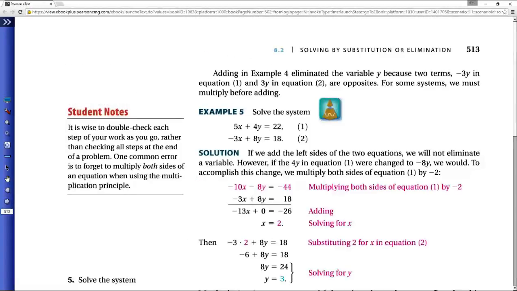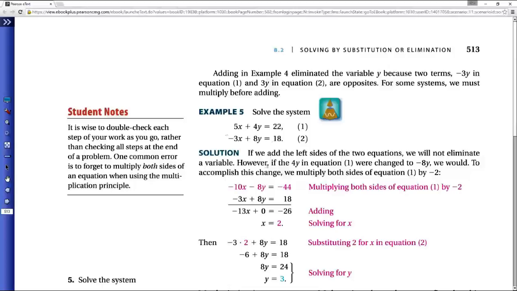Now, so that's nice if the equations line up that way. Well, couldn't we use the multiplication principle that says that I can multiply both sides of an equation by the same number and I don't change what the solutions are, or I get an equivalent equation, to go back to some prior terminology? Well, what I want to do then is create an equation so one of the variables will disappear when I use this elimination method.